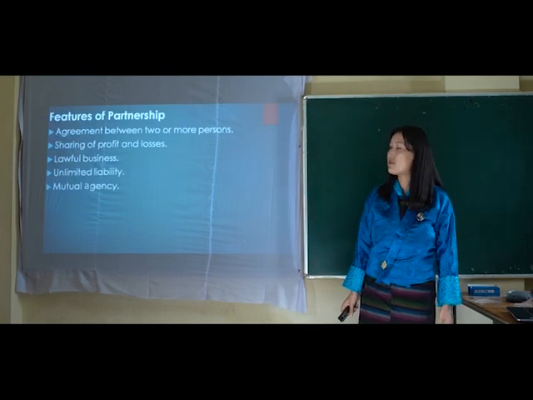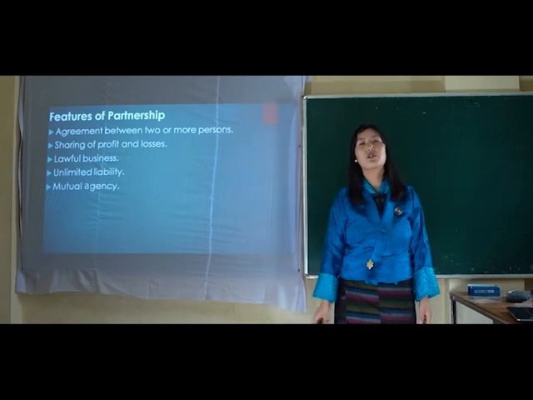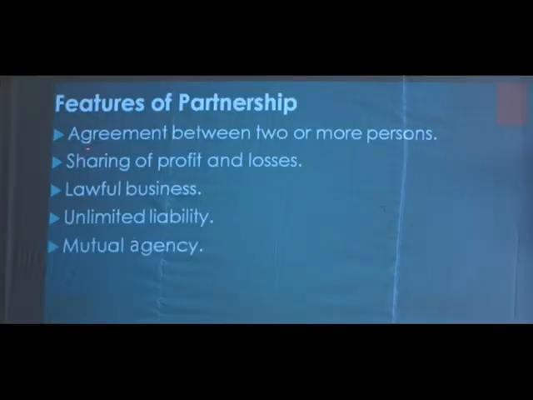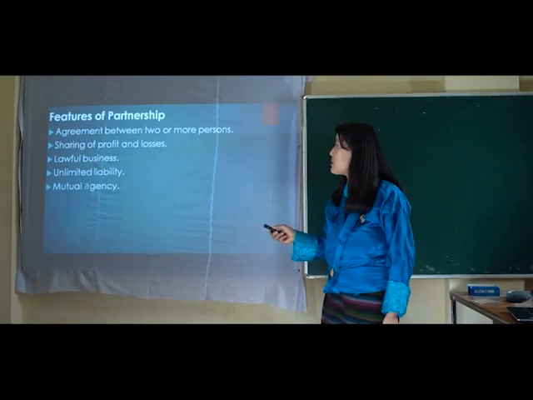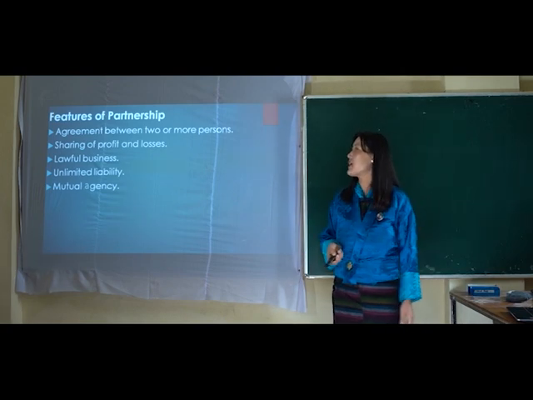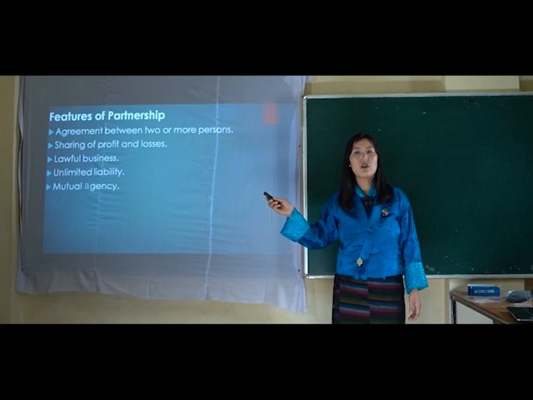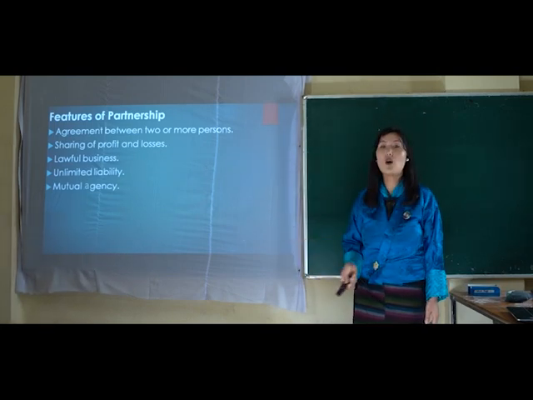Okay, features. Very simple now. Since you know the meaning, features, I'm sure you can draw the features yourself also. Still then, let's discuss here. Feature number 1, agreement between 2 or more persons. The business agreement is made between 2 or more persons. The sharing of profit and losses. If there is profit, you will share the profit. Or if there is losses also, you have to share the losses. Then is a lawful business.